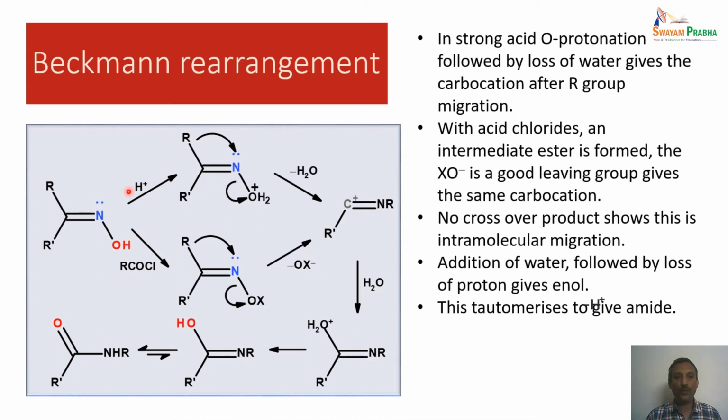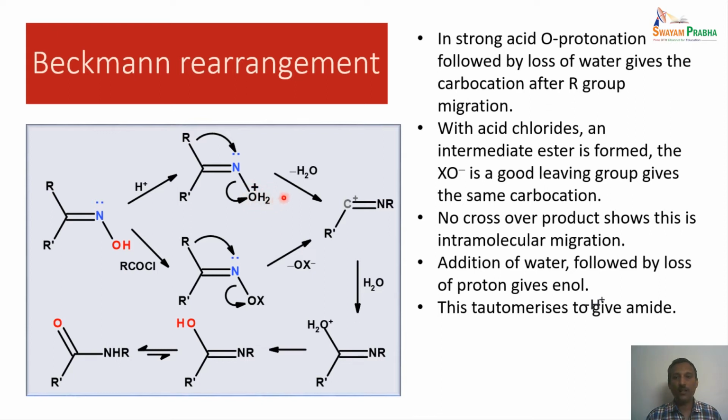What is the difference between these two reagents taking two different pathways? When we have an H plus ion, that is the strongly acidic condition, this hydroxyl is actually protonated, and this is the first step that happens.